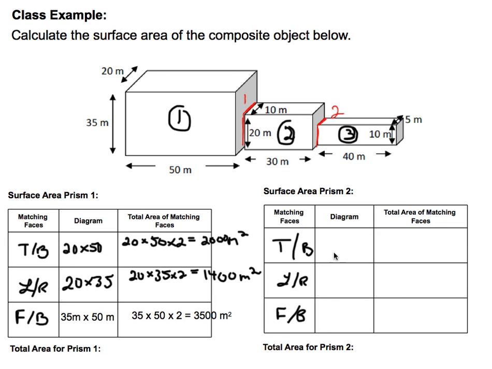Actually, I like the typing better. So now if I add all of these together, I get 3,500 plus 1,400 plus 2,000, and I get an answer of 6,900 meters squared. And I always have to go click back there.